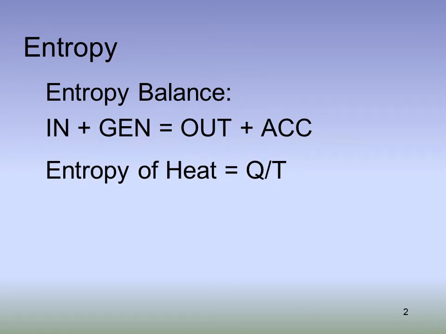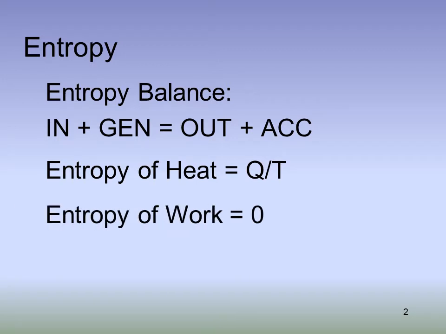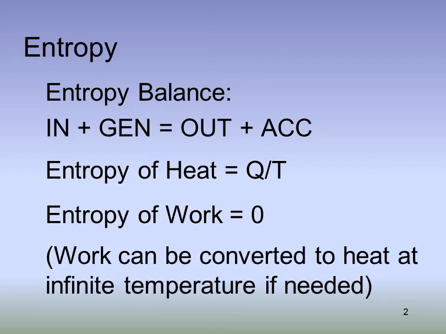Entropy of heat, you recall, is Q over T. Q over T is entropy carried by heat. The entropy of work is 0 because if you took work, you could turn it into heat of the highest possible temperature. So that would be Q over, let's say, infinity, which would be 0.